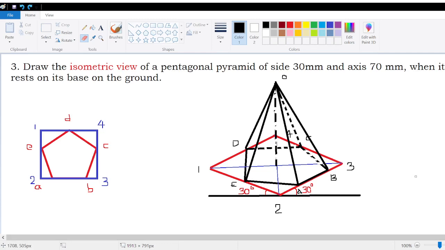Then you can go with the dimensioning. You can spread out the dimensions. So the sides you can show here as 30 mm and the axis from here you can project from these 2 points, you can project and write 70 mm, and on the right top you write scale is 1:1.